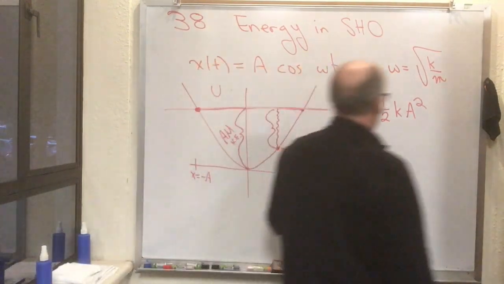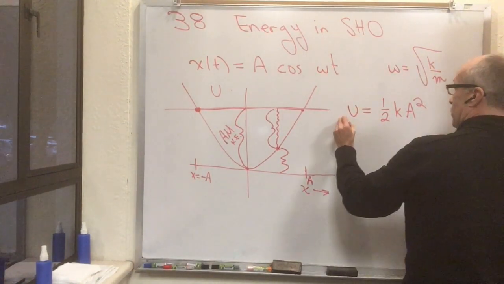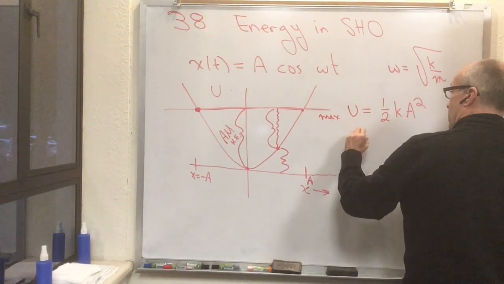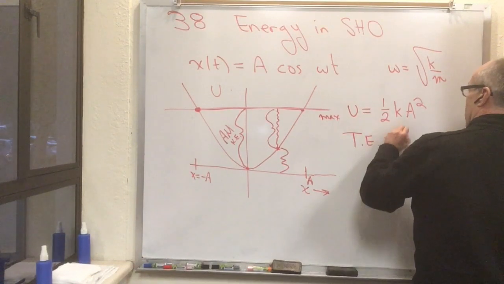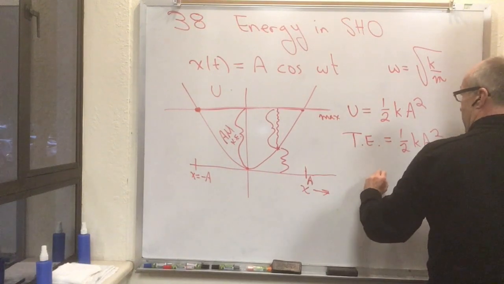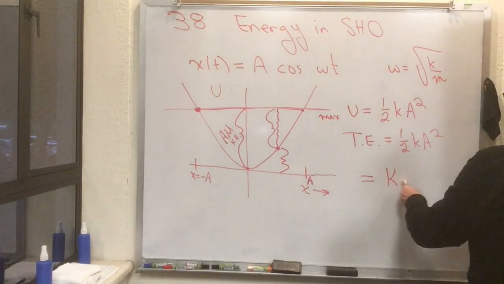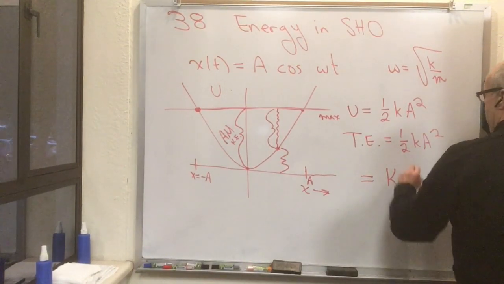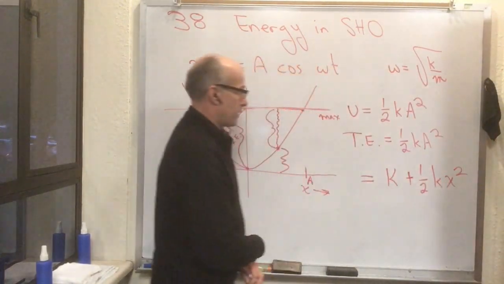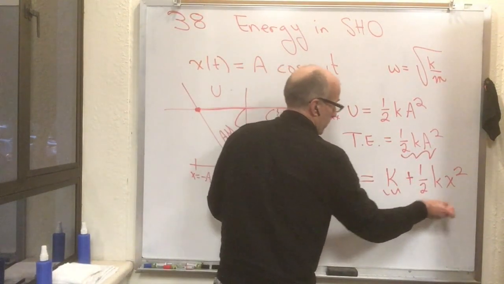So we know now, if U is equal to 1/2 kx squared, the maximum of U, this is the maximum of U, the total energy, which we could call TE, is equal to 1/2 kA squared. And if I'm not at the max point, then this is going to equal whatever kinetic energy I have. I'll call that capital K for kinetic energy, like we usually do, plus 1/2 kx squared, that's the potential energy. So the total energy is equal to the kinetic energy plus the potential energy.